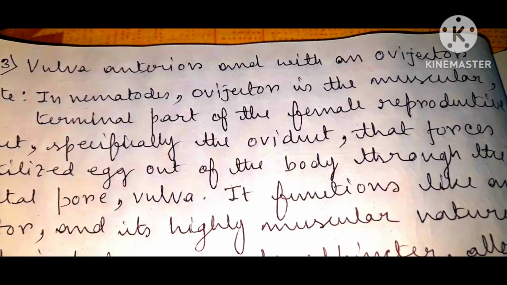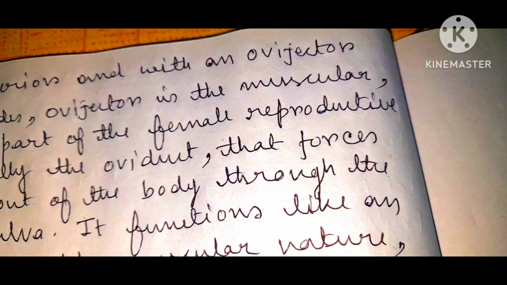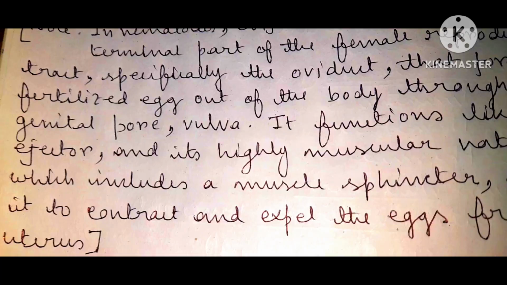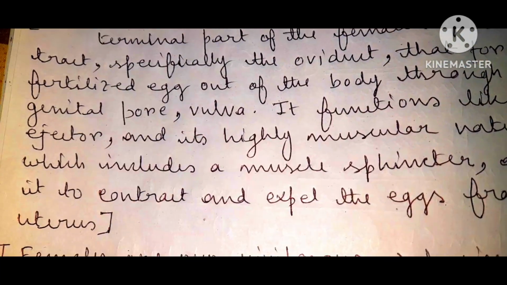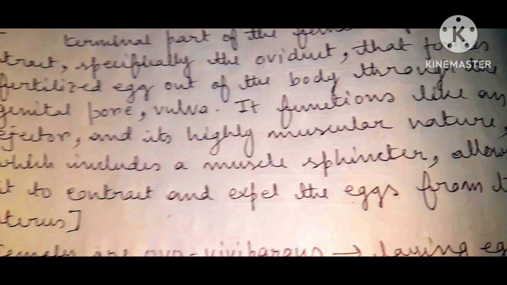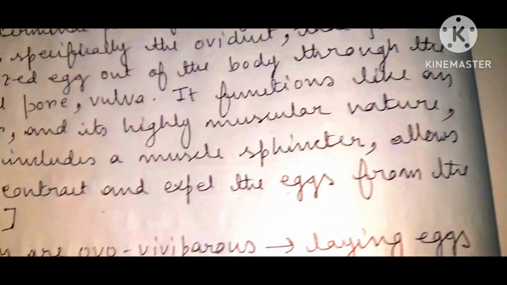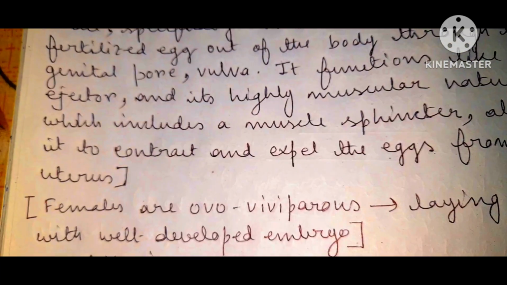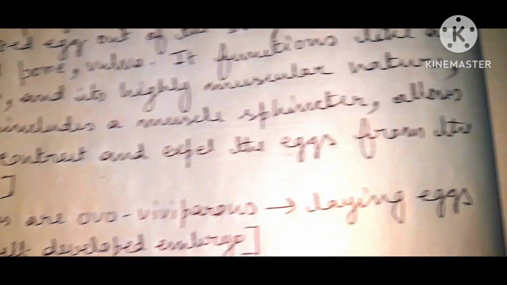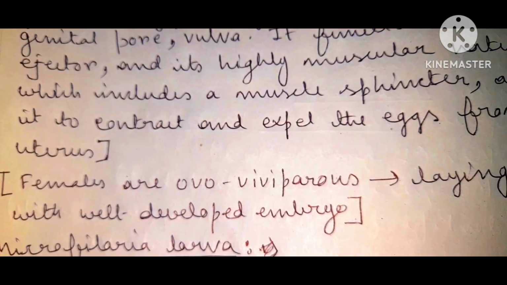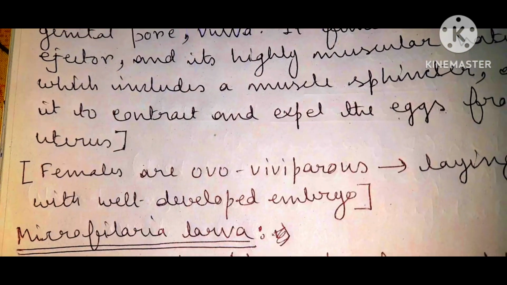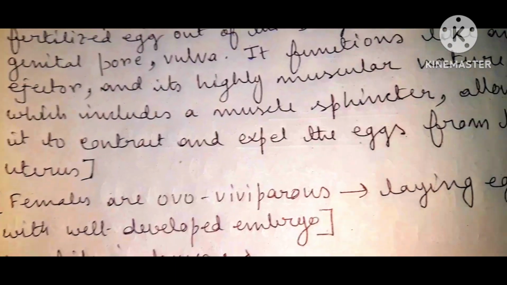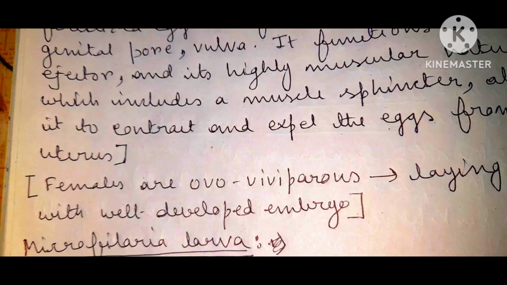So, what is an ovijector? In nematodes, the ovijector is the muscular terminal part of the female reproductive tract, specifically the oviduct, that forces the fertilized egg out of the body through the genital pore, the vulva. It functions like an ejector, and its highly muscular nature, which includes a muscle sphincter, allows it to contract and expel the eggs from the uterus. Another note: females are ovoviviparous, meaning they lay eggs with a well developed embryo.